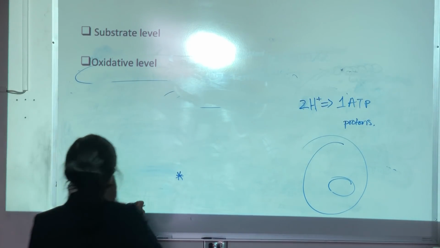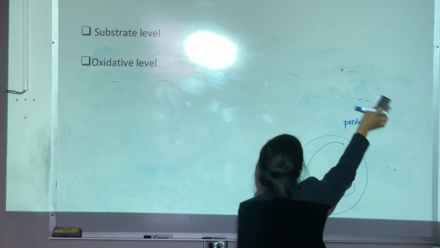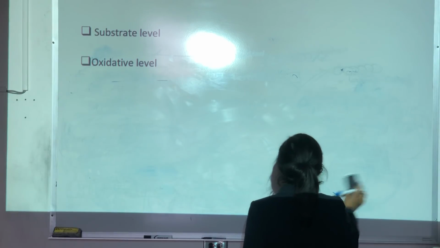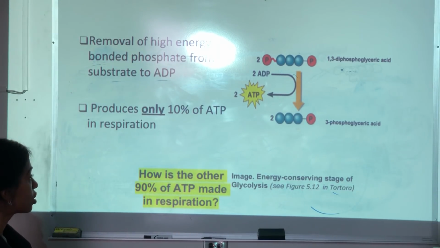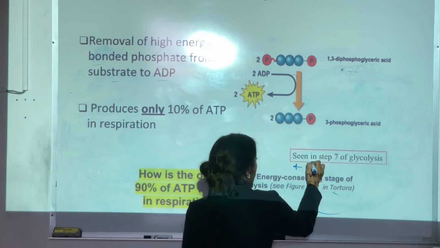There are 2 types of phosphorylation that we often see in our pathway of respiration. So let's take a look at it so you know what it is. For substrate phosphorylation, this is what happens at steps 7 and 10 of glycolysis.